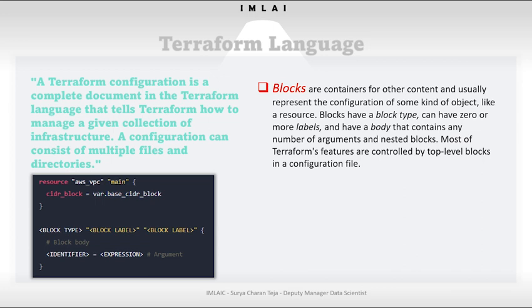So blocks have a block type. It begins with a block type, can have 0 or more labels. Sometimes you don't need to put even a single label, but you can have 0 or more labels, n number of labels, and have a body. This is your block body that contains any number of arguments and nested blocks. You can have a nested block, a block inside a block inside a block.